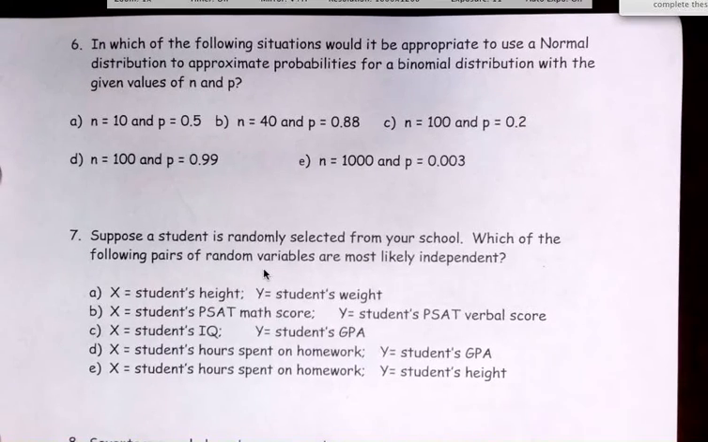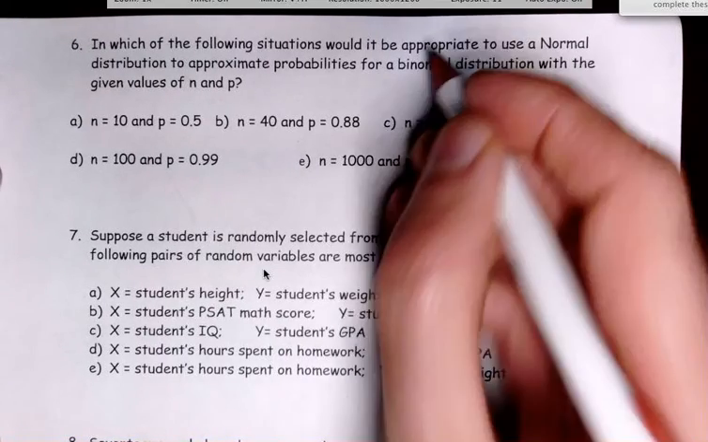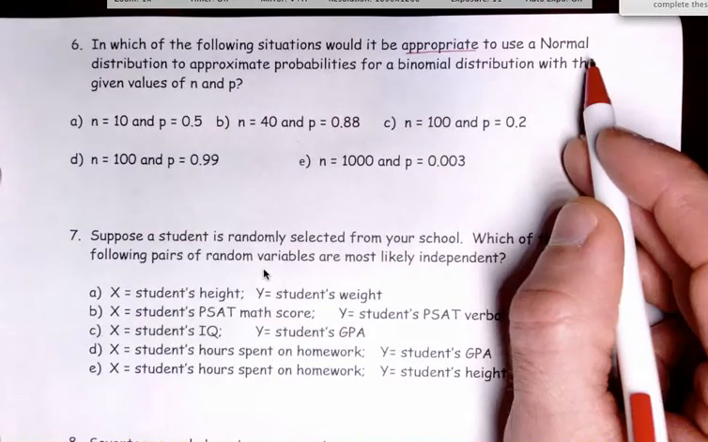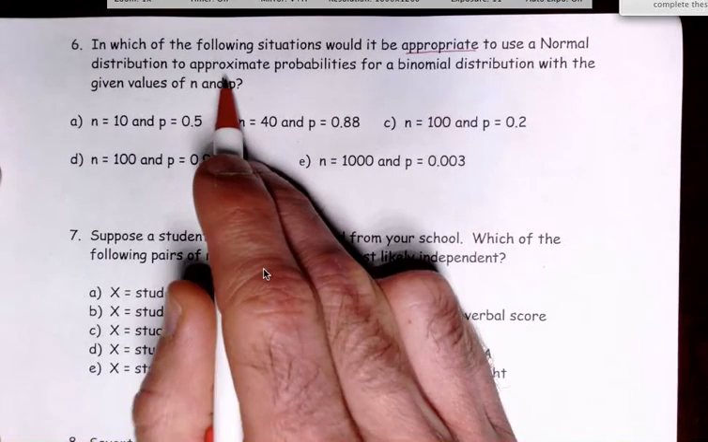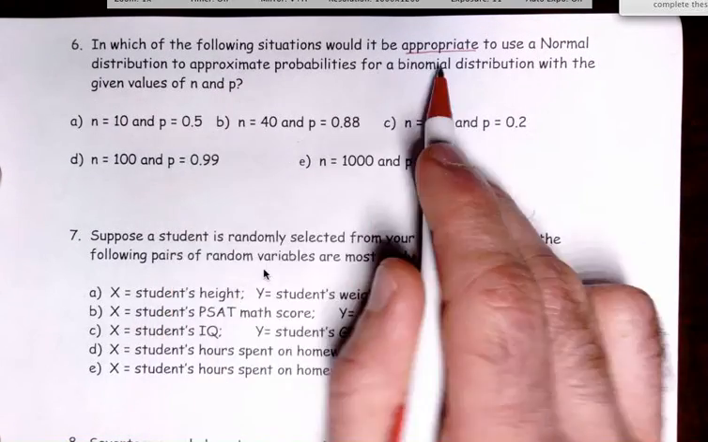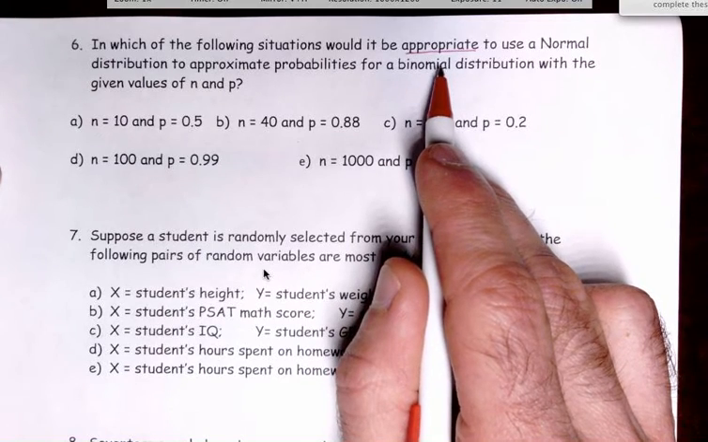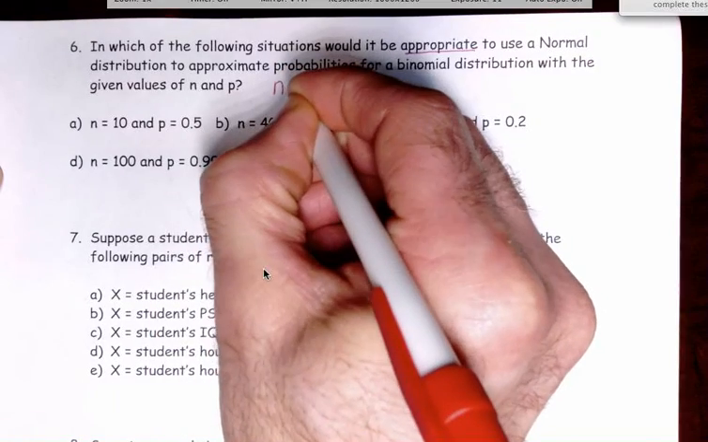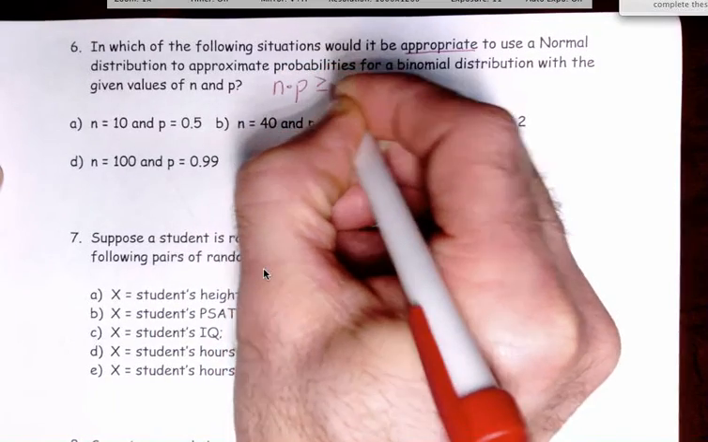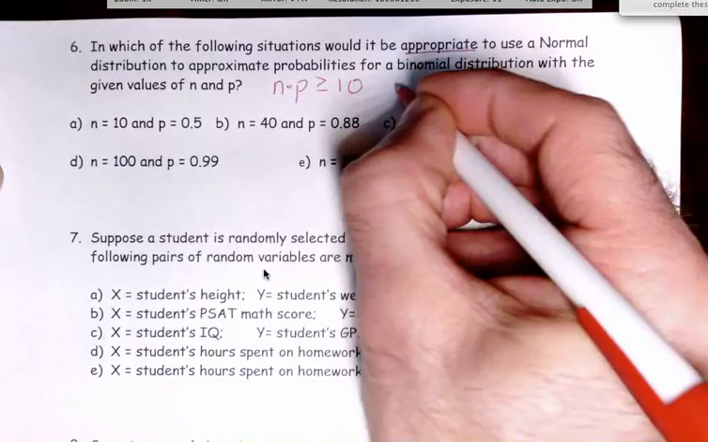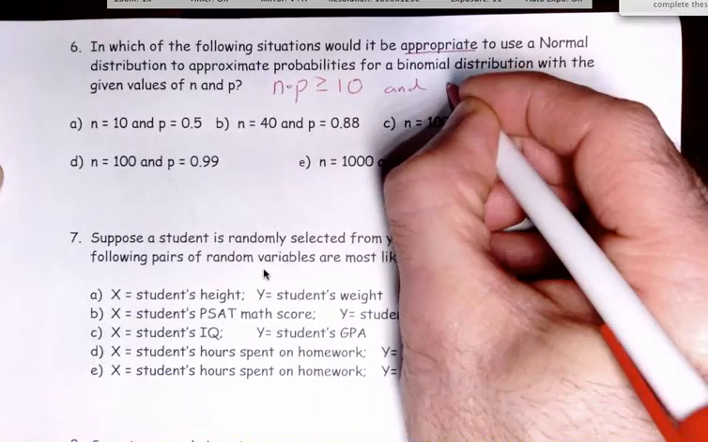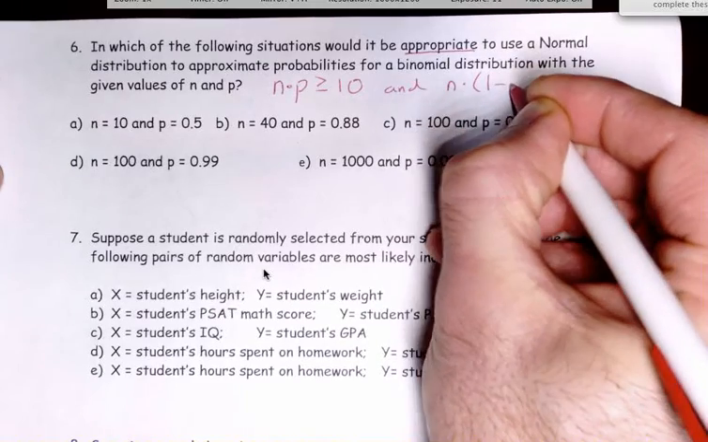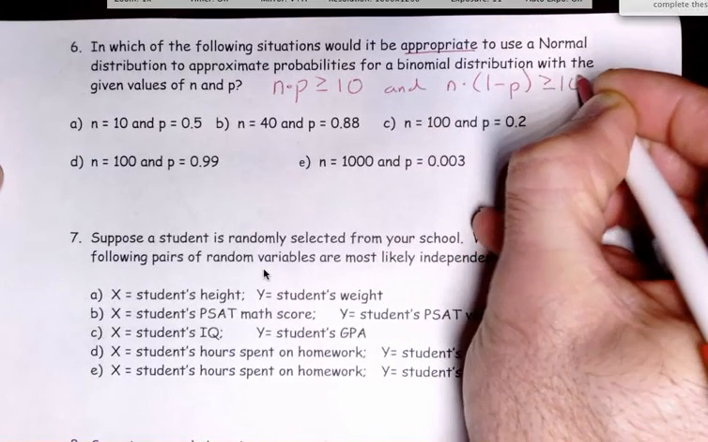So, question number 6. In which of the following situations would it be appropriate, and that's the key, would it be appropriate to use a normal distribution to approximate probabilities for a binomial distribution with these values of n and p? Well, the criteria that we need: the number of successes, that's n times p, I want that to be greater than or equal to 10, and at the same time, I want the number of failures, n times 1 minus p, I also want that to be greater than or equal to 10.